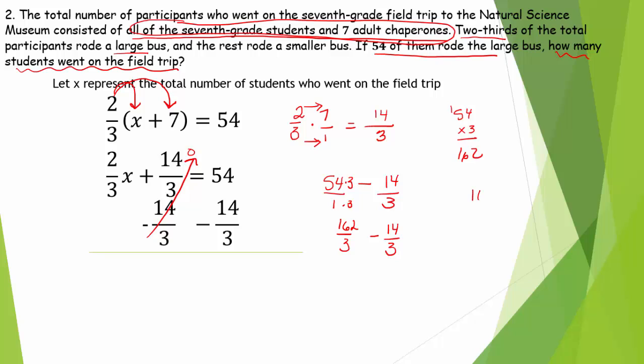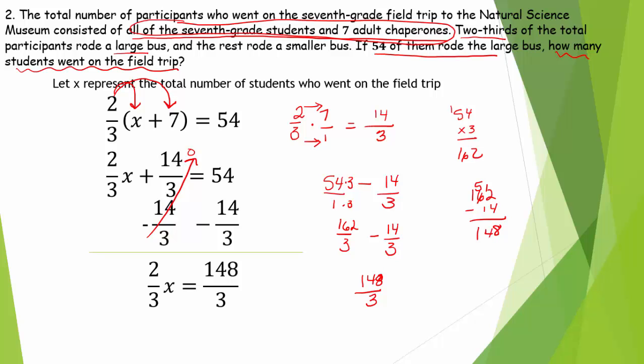162 minus 14. 12 minus 4 is 8. 5, 4. So is that 148? Sounds good to me, right? 148 over 3. And again, you could divide that out. I think you'll come up with a whole number actually at this point, but I'm just going to leave it like that for now. So now I have 2/3 X equals 148 over 3.